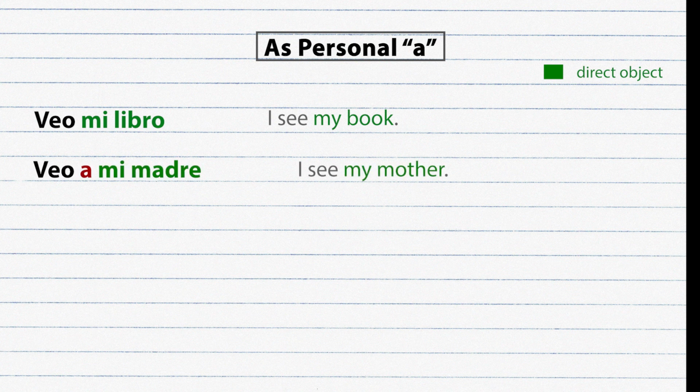Veo a mi madre. I see my mother. My mother is a direct object of the sentence, and it's a human being, so we need to use the personal a between the verb and the direct object.